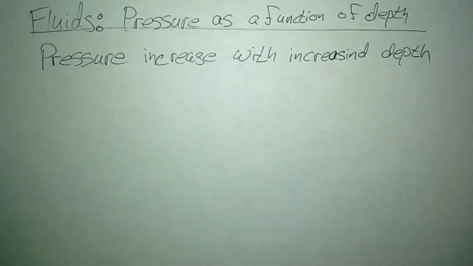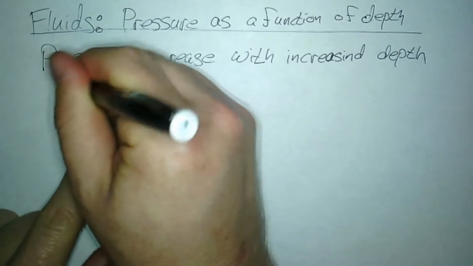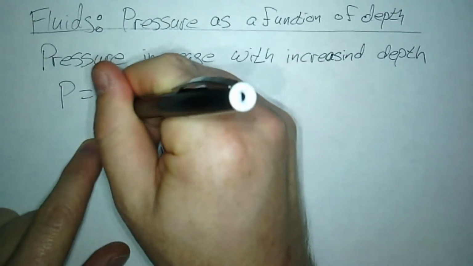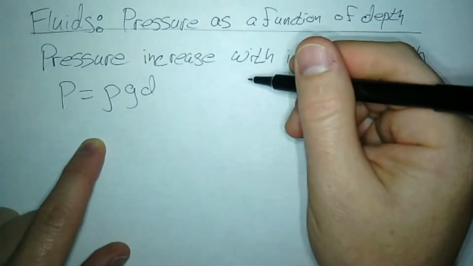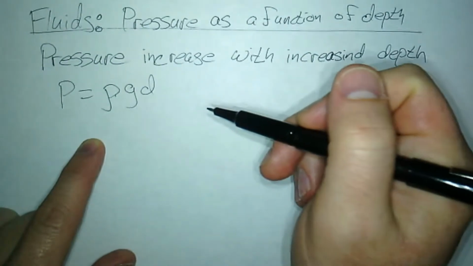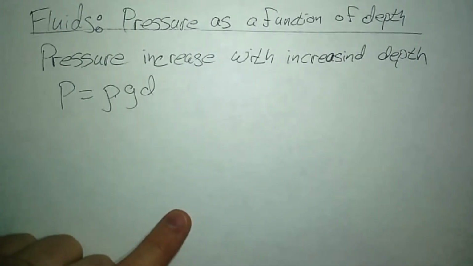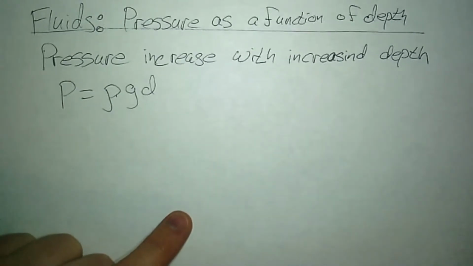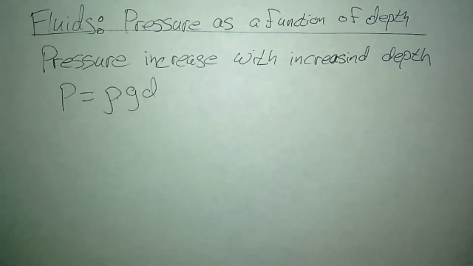And there's a simple relation for this, and that's going to be that pressure is equal to rho g d, where rho is density, g is gravity, acceleration due to gravity, and d is depth. Done, call it good, we're finished. That's the end of the video. Oh, well, I guess we should do a little bit more.